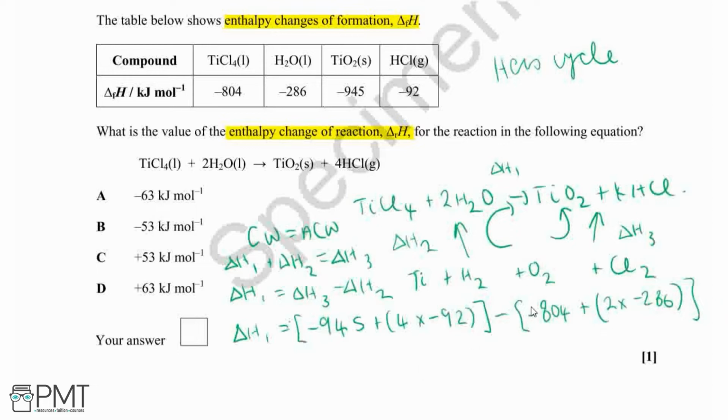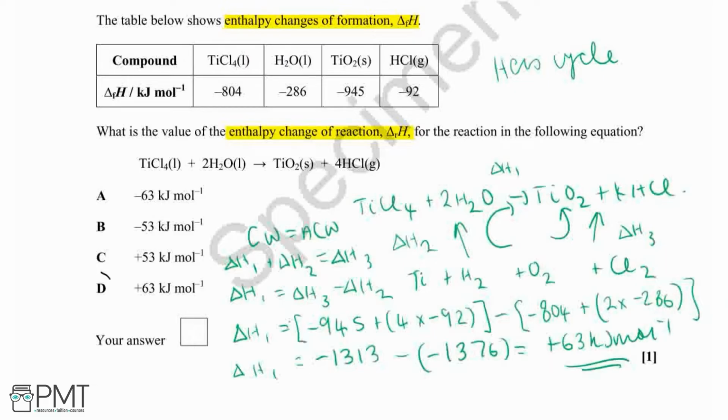And if we work out each of these large square brackets individually, what we get for the first one, so our enthalpy change 3, is a value of negative 1,313. And then we're subtracting enthalpy change 2, which comes to negative 1,376. So overall, we get a value of plus 63 kilojoules per mole. And this matches up with option D, so that's going to be our answer.